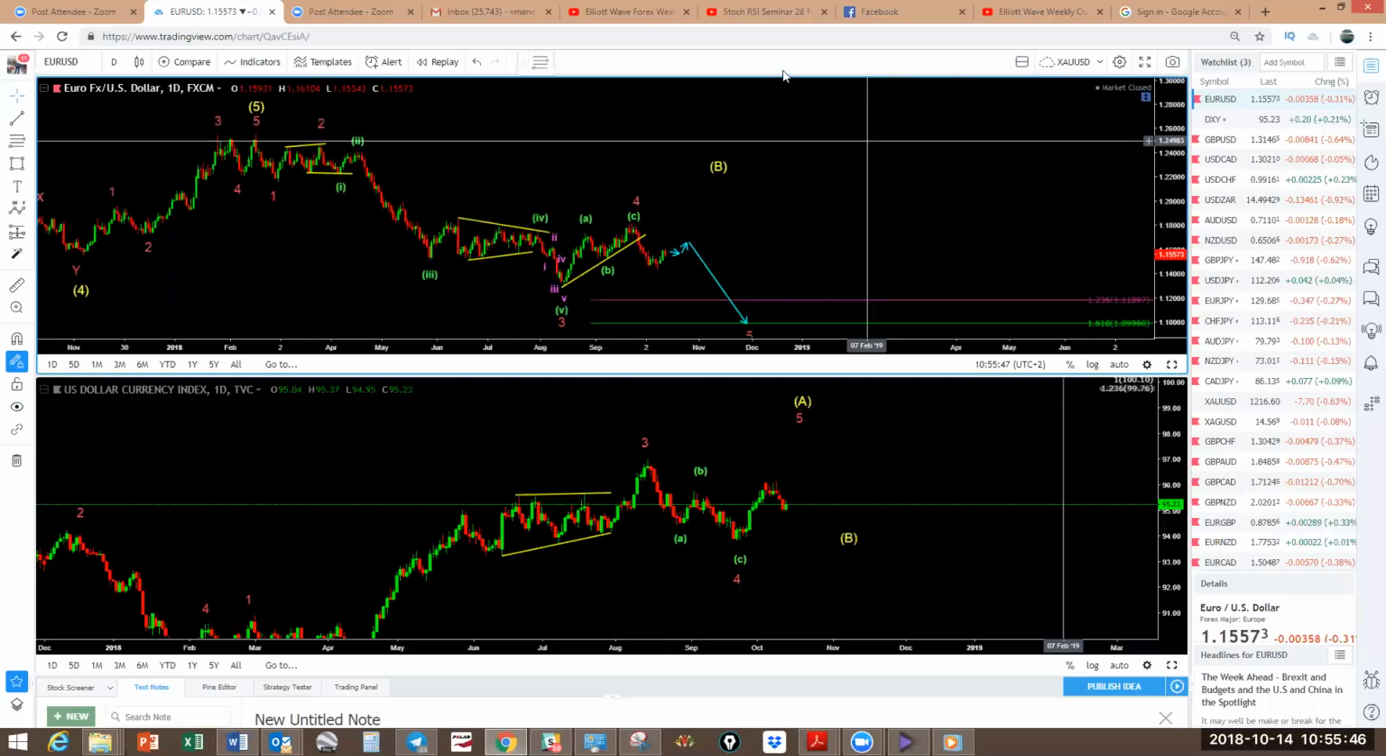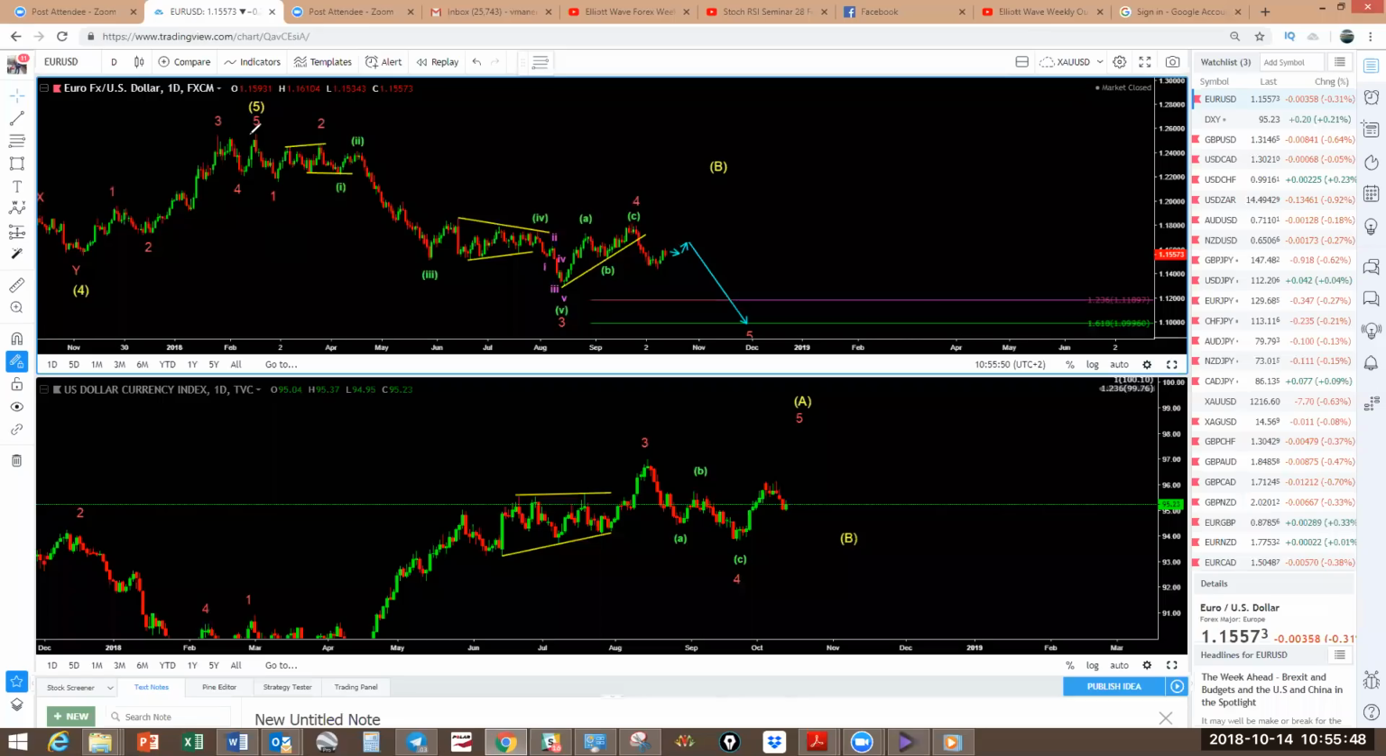So from the top here on Euro US dollar, you see that we've got a swing down that has got 1, 2, 3, 4, 5 in green towards this level. So we've got these 3 here. Now we are busy with this move. This move currently has not done anything but go sideways.